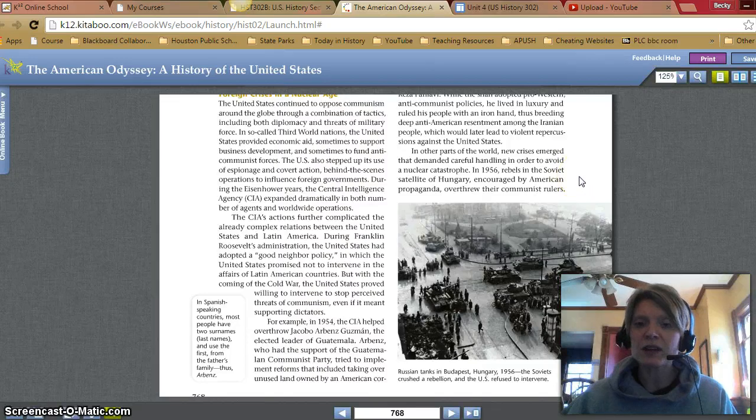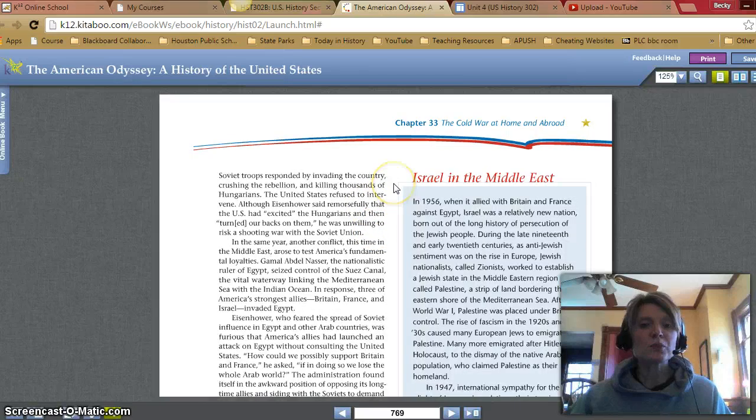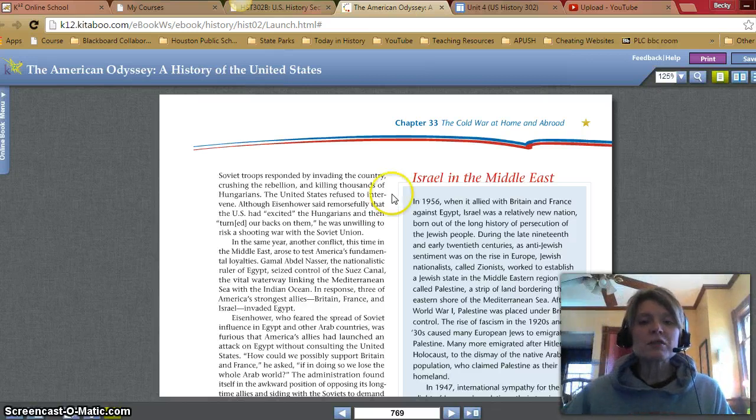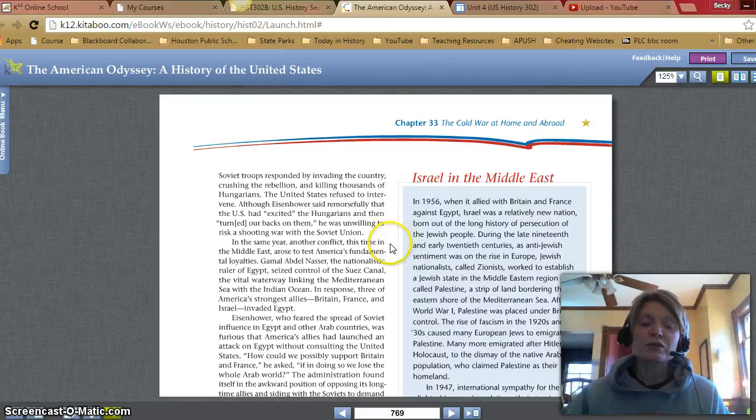a nuclear catastrophe. In 1956, rebels in the Soviet satellite of Hungary, encouraged by American propaganda, overthrew their communist rulers. Soviet troops responded by invading the country, crushing the rebellion and killing thousands of Hungarians. The United States refused to intervene. Although Eisenhower said remorsefully that the U.S. had excited the Hungarians and then turned our backs on them, he was unwilling to risk a shooting war with the Soviet Union.